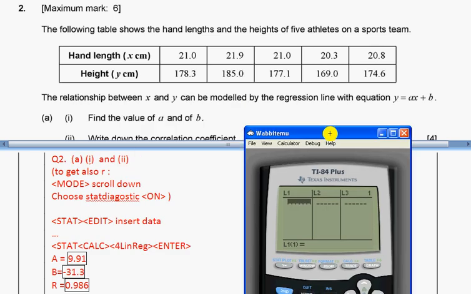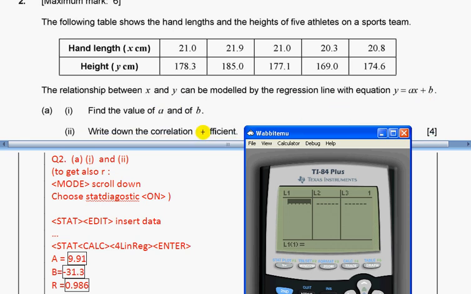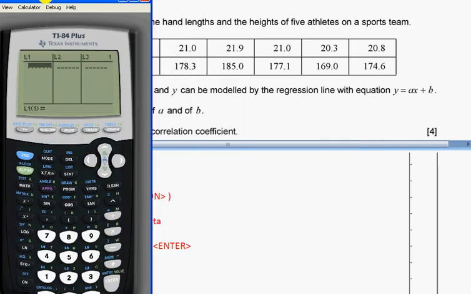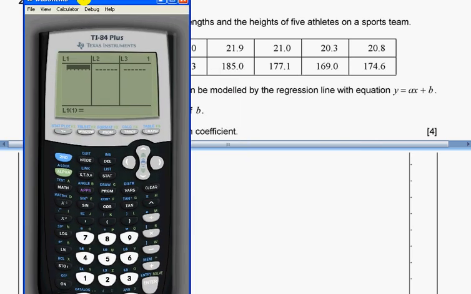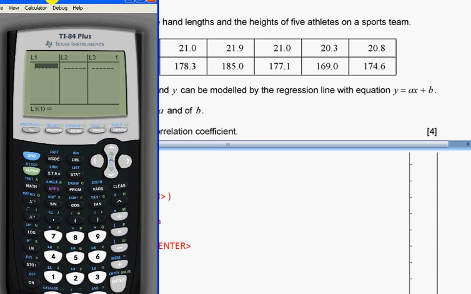The following table shows the hand length and the height of 5 athletes. So hand length is x, height is y. The relation between x and y can be modeled by a regression line y equals ax plus b. Find the values of a and b, and find the correlation coefficient. So first we should make lists. So we press stat and edit, and we insert the data.